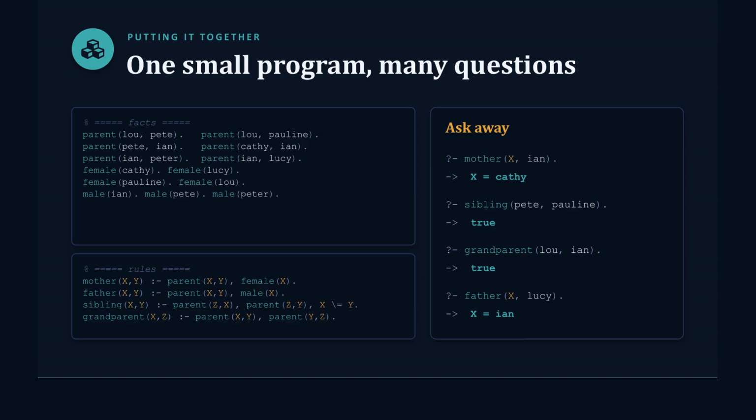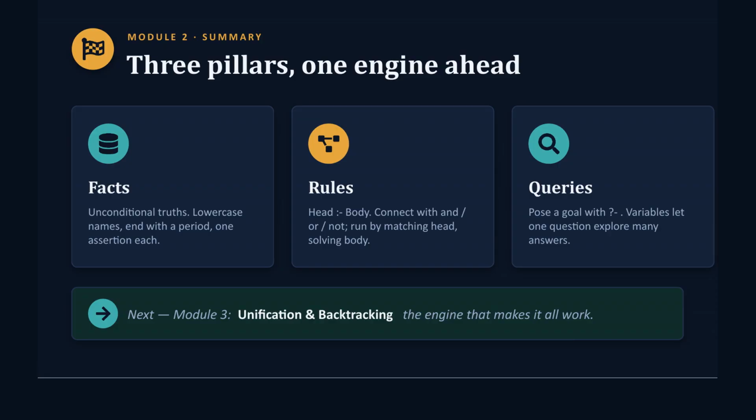To recap, Prolog programs are built from three kinds of clauses. Facts assert unconditional truths. Rules derive new relationships using the if, and, or, and not connectives, and they execute by matching a head and solving the body. Queries pose goals for the system to prove, and variables let one question explore many answers. What we have not yet opened up is the engine itself, how Prolog matches terms, and how it searches when a path fails. That is exactly where we go next, in Module 3, Unification and Backtracking.